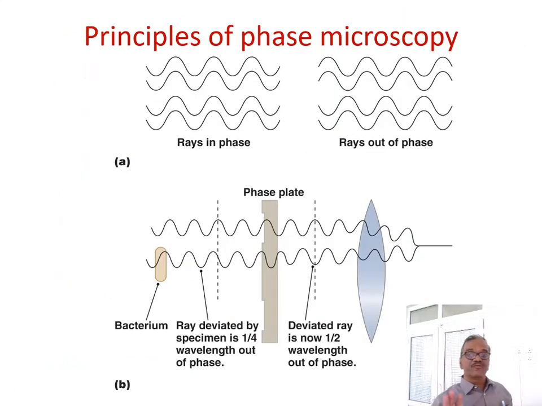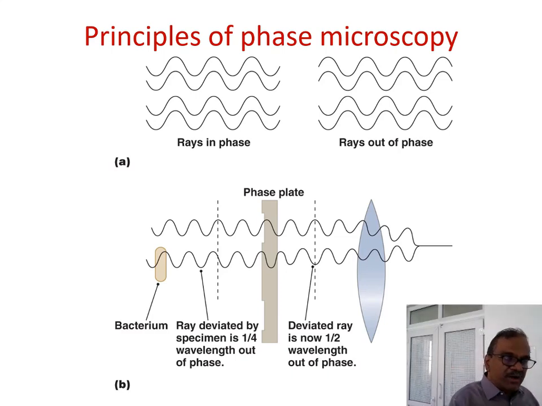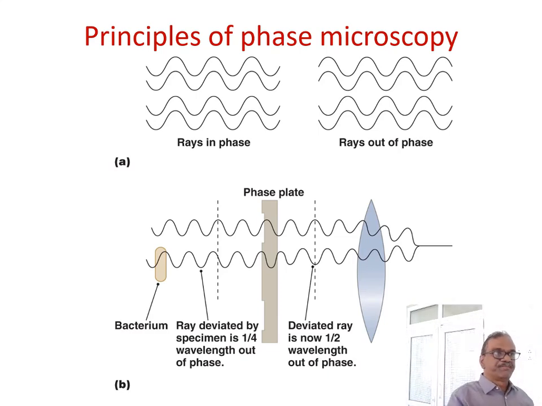Then what are the principles of phase microscopy? How are the light rays in phase, and then how are they out of phase? Are you able to see the first wavelength and the second wave? The waves of both rays in phase, rays out of phase. What are you seeing in the observation?